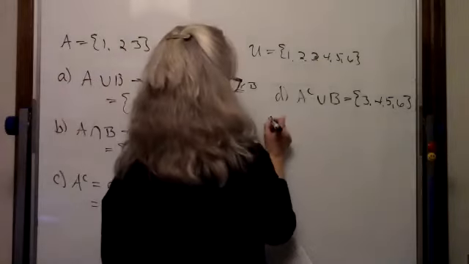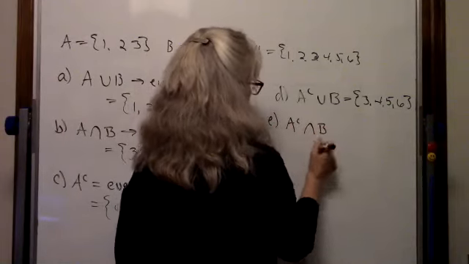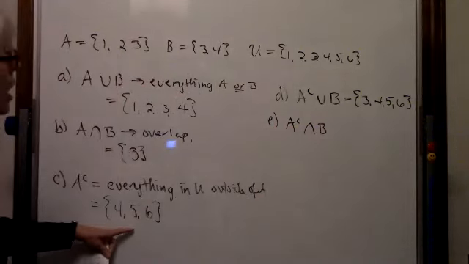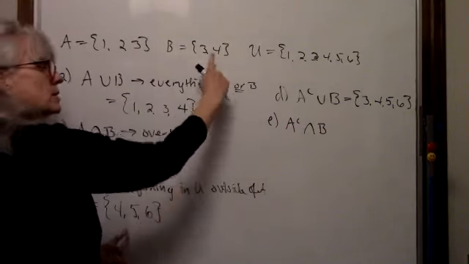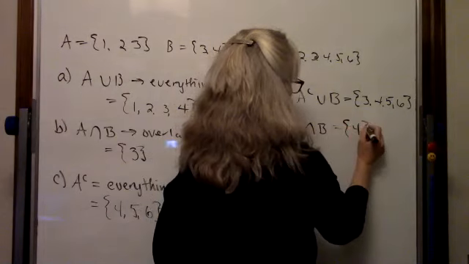E on that example says, how about A complement intersected with B? So intersection is the overlap. It's what they have in common. So I look at A complement and I look at B. This time I see the only thing that's listed in both of those sets is the 4. So this set would be the 4.